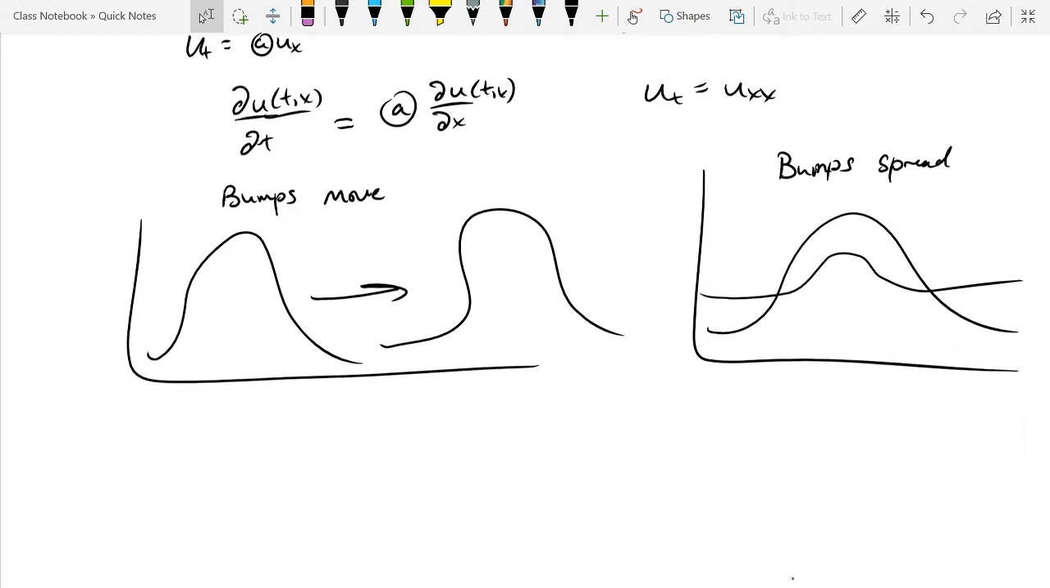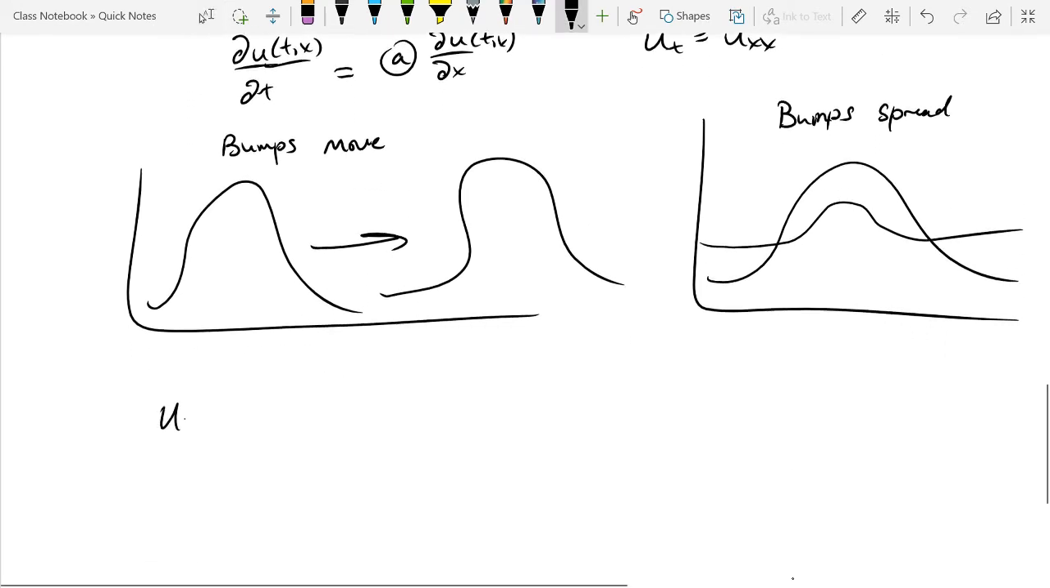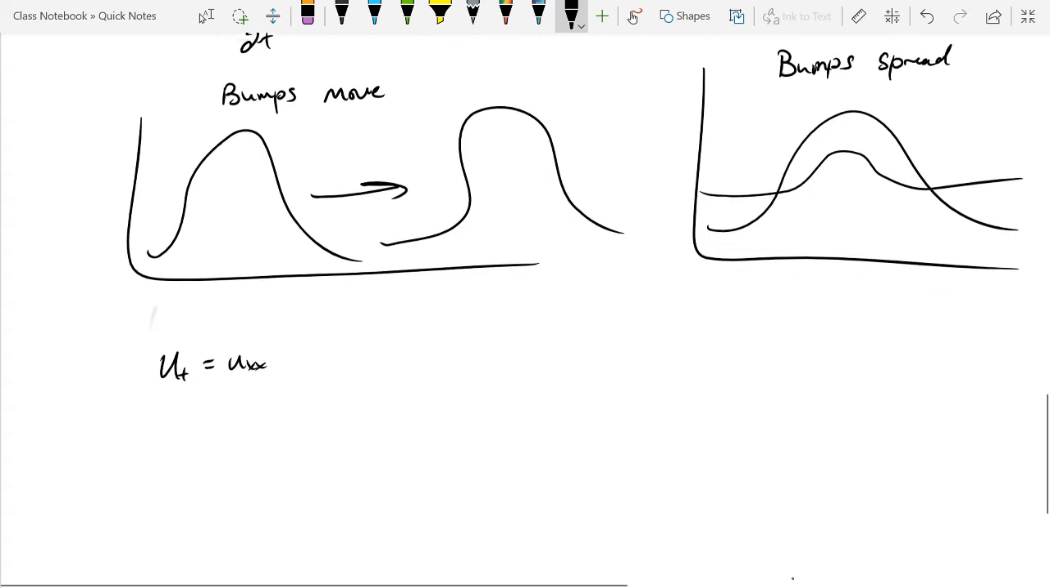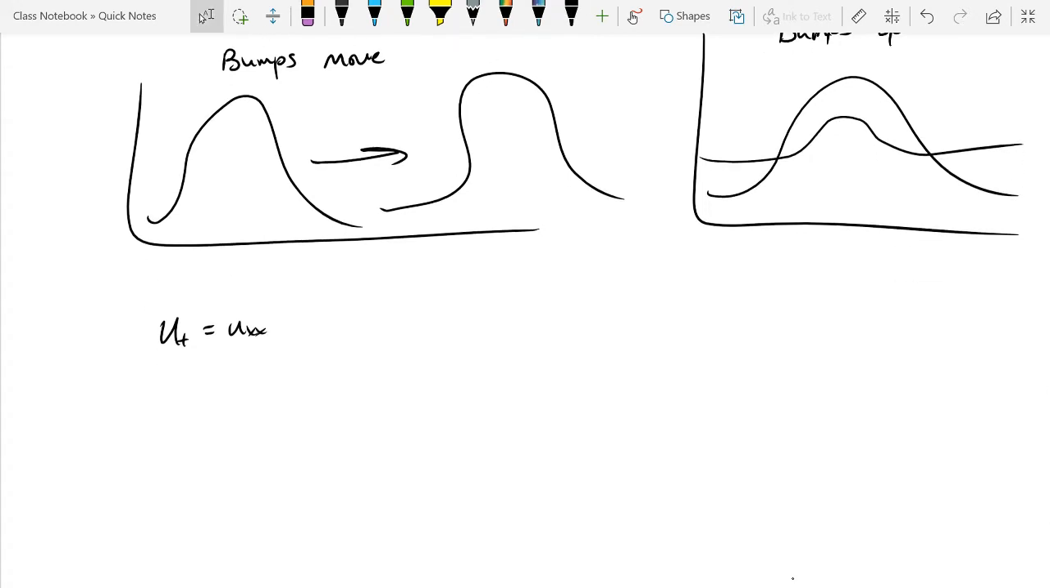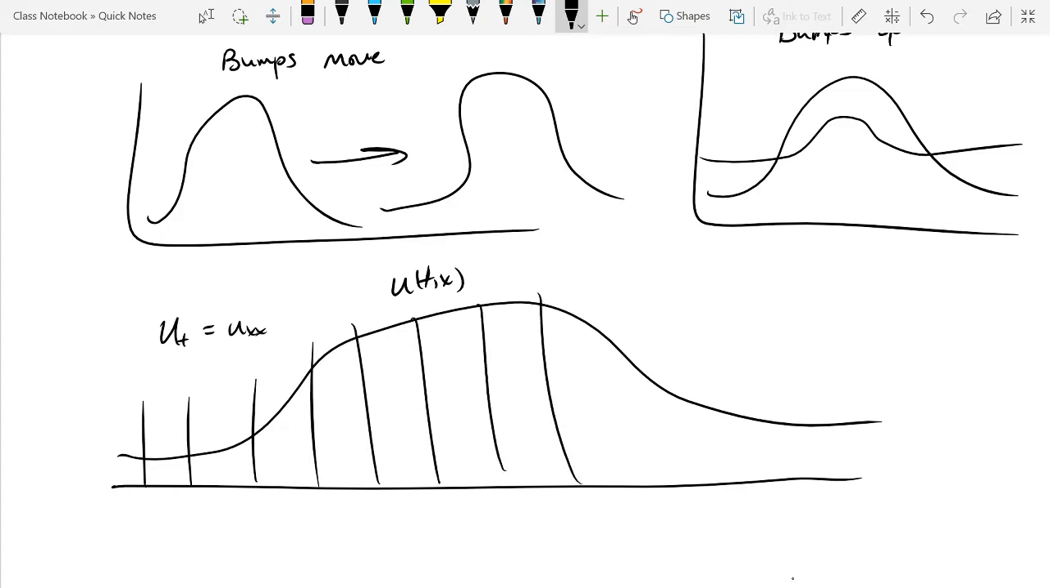So, where do these methods come from? I'm going to start with the diffusion equation because it's simpler. So u sub t equals u sub xx. The standard way that you solve this is you first start by saying, well, I have this function u of t, x, and what I want to do is cut this up.